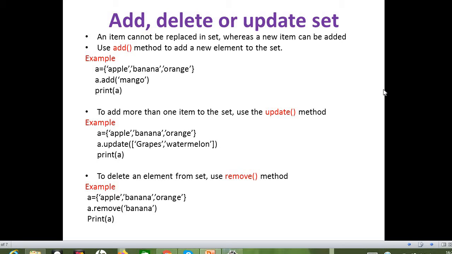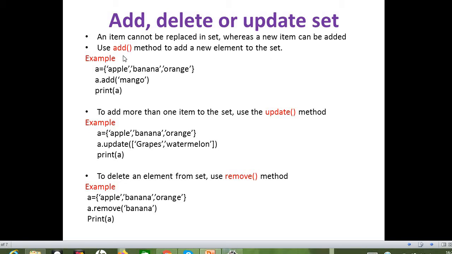Next, let us see the add, delete or update operations in a set. As we discussed, a set is mutable. So whenever it is mutable, we can perform any additions or deletions with the set. But another thing we need to remember here, the item in the set cannot be replaced, right? Why? Because we don't have any index to specify which particular element we are going to replace. Because of that, we don't have the replace operation in a set. But other than that, we can go for addition, deletion or update methods.